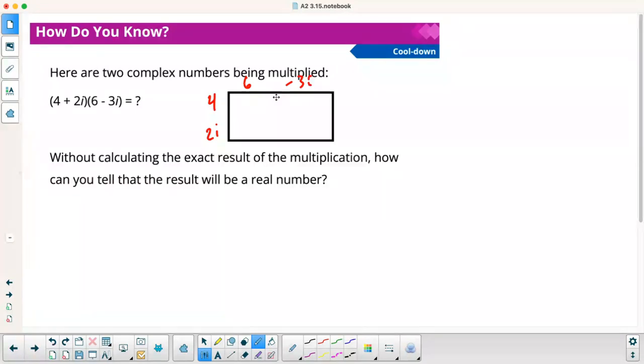So we would want these parts to cancel, and we get negative 12i and 12i, and those two are going to cancel. And then we know that these two are going to be real. I don't have to multiply it all out, but this is going to be real because you're going to get the i squared, which is equal to negative 1. Okay, so that would be how I would know that.